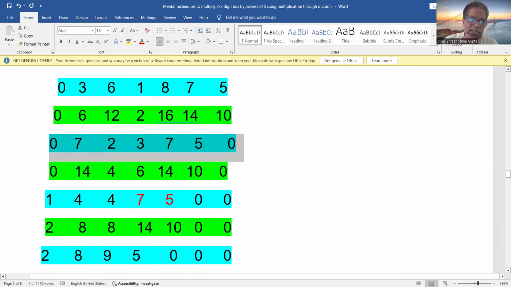So I write 7 as 6, take 1 extra to 2, it becomes 12. Again, I write 3 as 2, I take 1 extra to 7, it becomes 17. So 17 is an odd number. I write it as 16 and take 1 extra to 5, it becomes 15. But 15 is an odd number. So I write 14 and take 1 extra to 0, it becomes 10. So after conversion, it becomes 0, 6, 12, 2, 16, 14, 10.